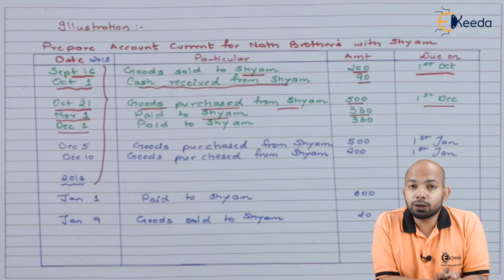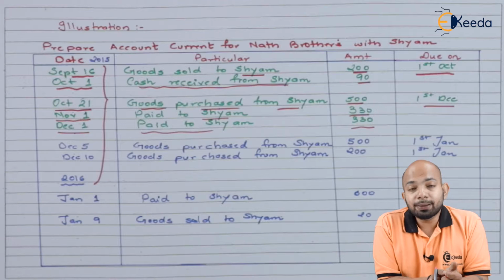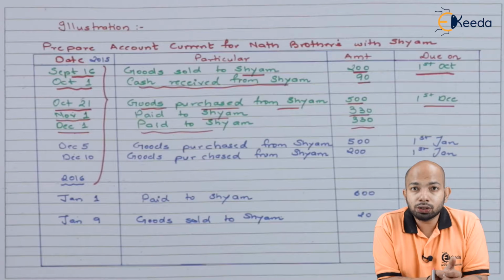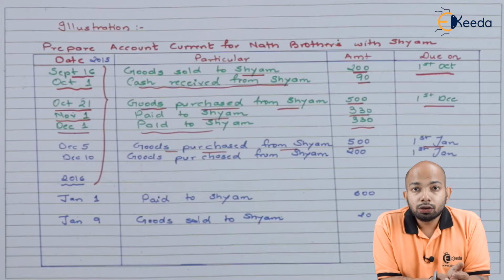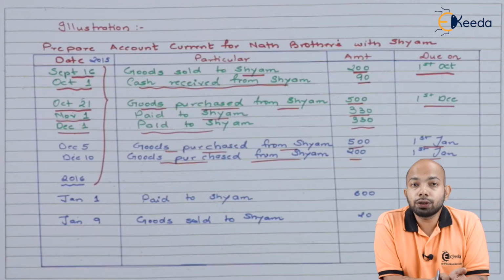Similarly, for December 1st, we paid certain amount to Sham, that is 330 rupees again. On December 5th, we purchased certain goods from Sham amounting to rupees 500 and the due date was 1st of Jan. Again on December 10th, we purchased certain goods from Sham for an amount of 200 and the due date was 1st of Jan again.